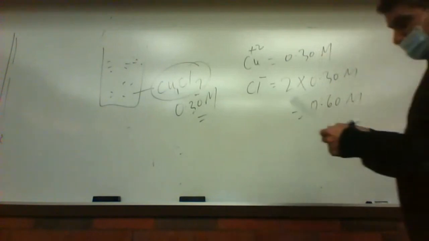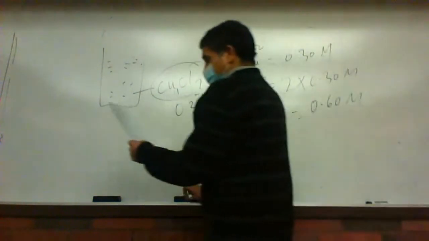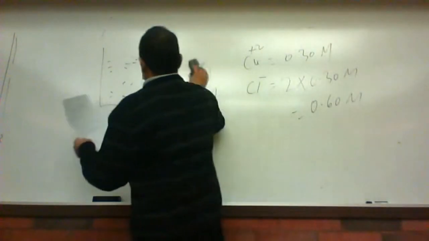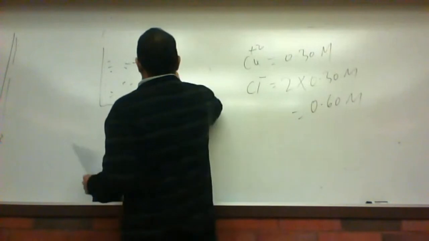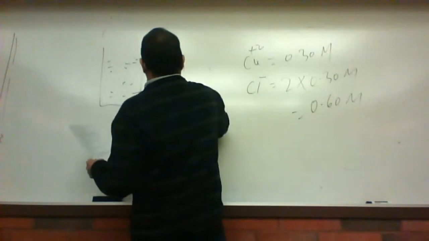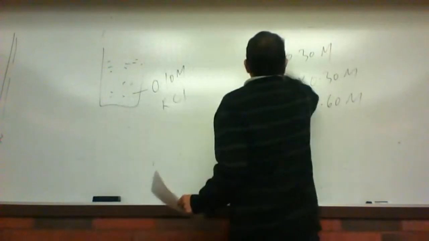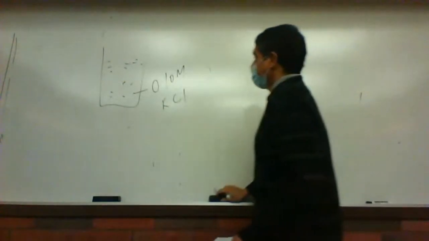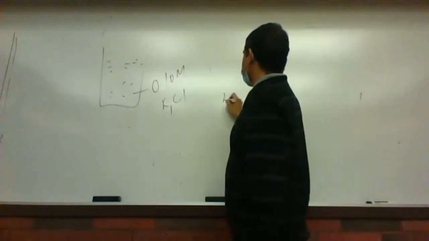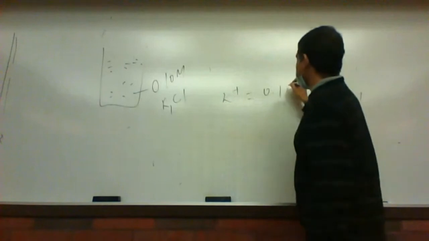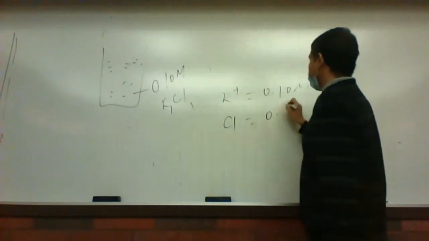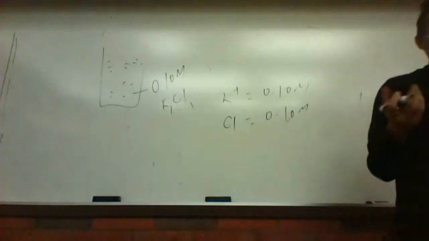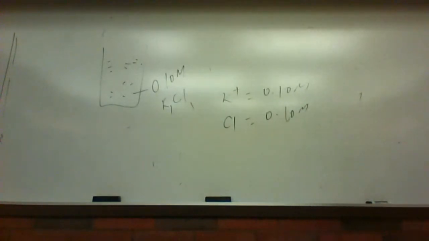Good. So how about here in number 10? They are saying 0.10 M KCl. So what is K plus? 1. So K plus is just 1, 0.10 M. Cl also is a 1, so 0.10 M. So there is a 1 and a 1, so I just multiply by 1 and 1.